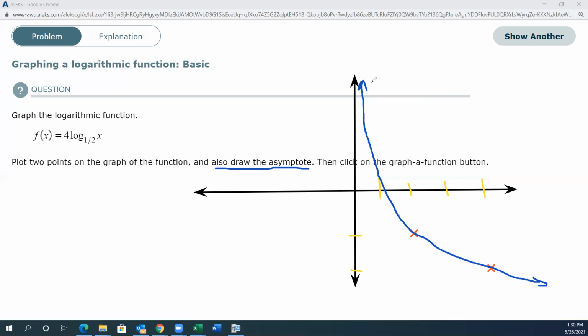So you'll notice that around here, the function just keeps getting closer and closer to the y-axis, and it never touches. Remember how when we looked at the table on the calculator, and when x was 0, y was error. It's because the function never gets there. It gets closer and closer, but it never gets there. And so the asymptote is going to be that y-axis.